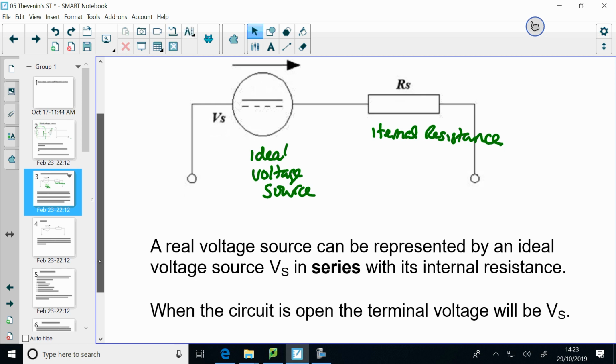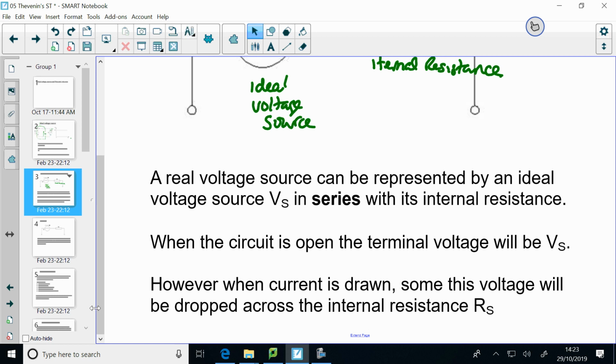What happens then when the terminals of the circuit are open? If you put a voltmeter across them, because there's no current flowing, you'll measure the full voltage. But when current is drawn, some of that voltage from the ideal voltage source will be dropped across the internal resistance. So as we draw more current from this source of power, your terminal voltage is going to reduce. If you put the headlights on your car and then turn the engine over to start it, the headlights dim, because the starter motor is drawing so much current from the battery it can no longer give the full 12 volts to the headlamps.